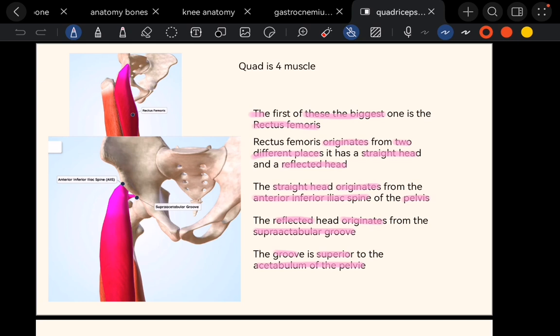So the rectus femoris has 2 heads. You got the straight head and you got the reflected head. The straight head originates from the anterior inferior iliac spine of the pelvis, while the reflected head originates from the supraacetabular groove of the pelvis. Now, the groove is actually superior to the acetabulum of the pelvis as well, okay?